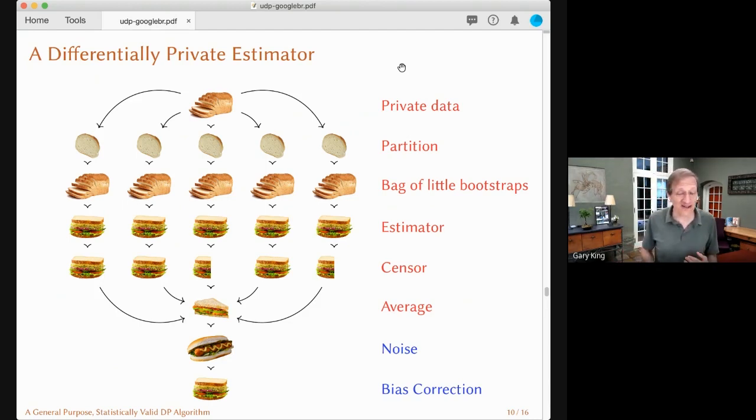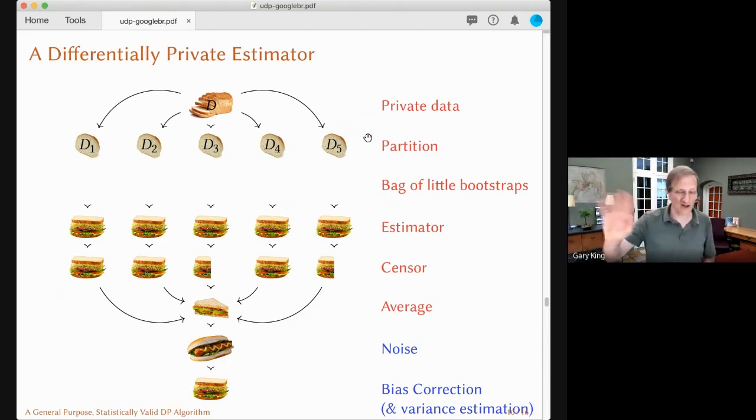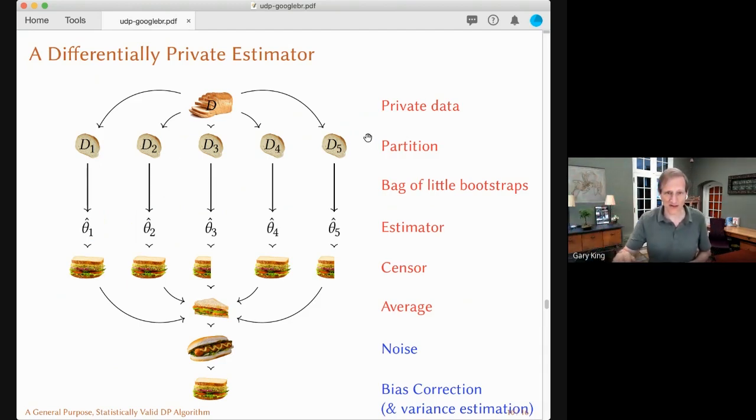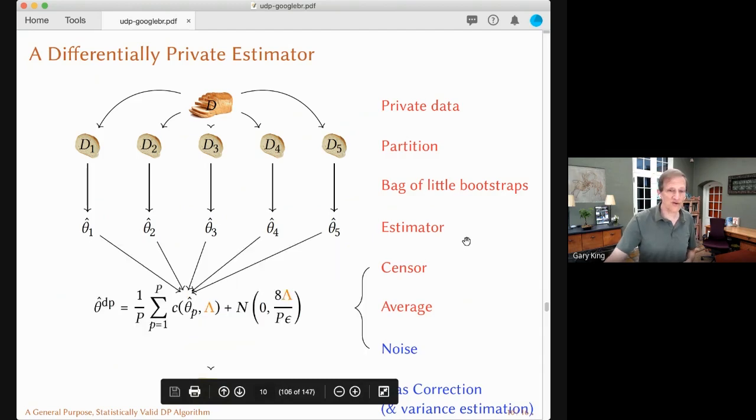We're going to do a bias correction, get back to the sandwich, and we're going to do appropriate variance estimation. So let me just do this in math. I put a little d here, and I'm going to put little d partition data sets there. I'm going to get rid of the bag of little bootstraps just to make it simple. And each of my estimators of each of my quantities of interest are going to be theta1 through theta5. And now I'm going to take censoring, averaging, and noise and put them all together into an equation quite like the one that you've seen before.